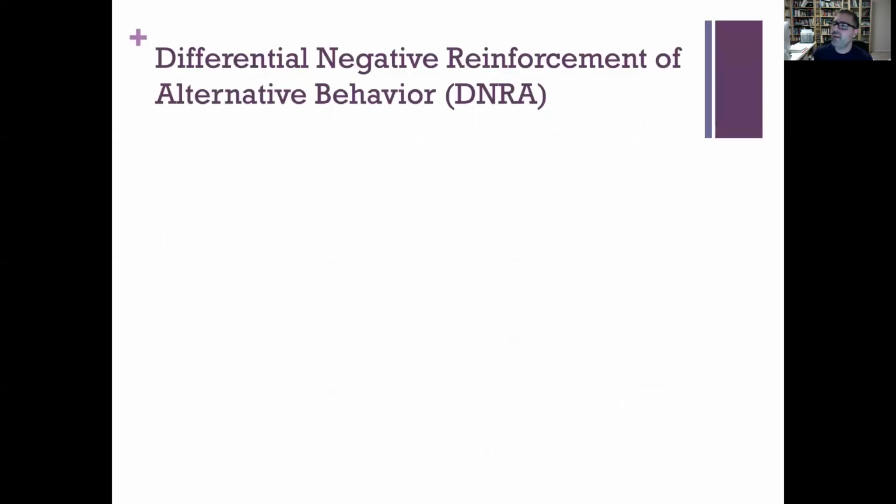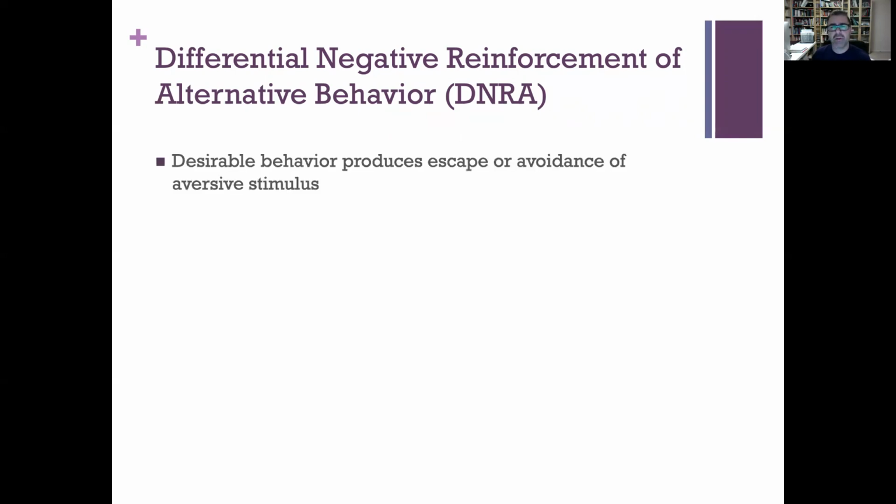Sometimes the problem behavior is maintained by negative reinforcement, right? So it could be maintained by escape or avoidance. And now you can reinforce the appropriate behavior with escape and avoidance. And people refer to this as differential negative reinforcement of alternative behavior. So in this case, the desirable behavior produces escape or avoidance, which is what the problem behavior used to produce.